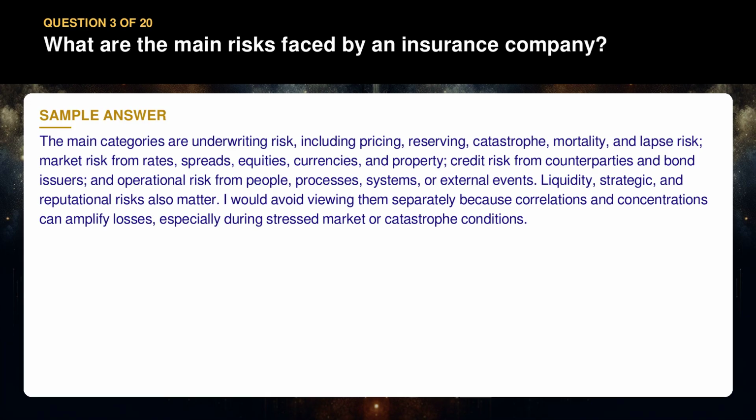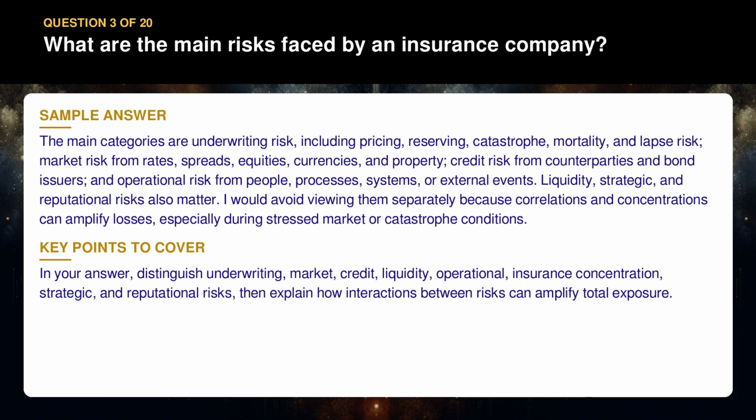I would avoid viewing them separately because correlations and concentrations can amplify losses, especially during stressed market or catastrophe conditions. In your answer, distinguish underwriting, market, credit, liquidity, operational, insurance concentration, strategic, and reputational risks, then explain how interactions between risks can amplify total exposure.